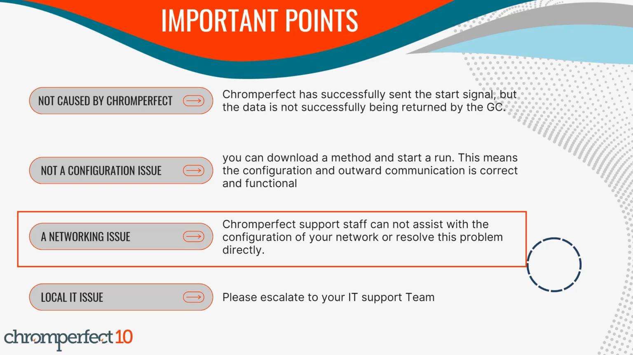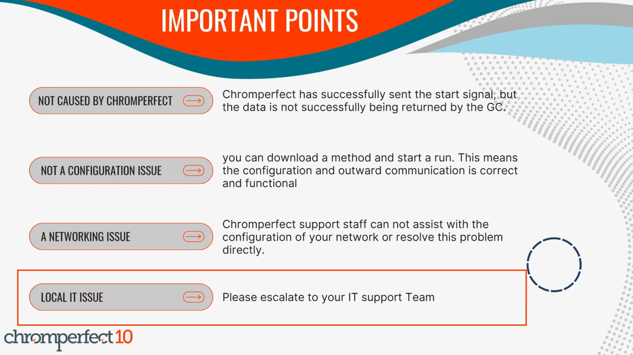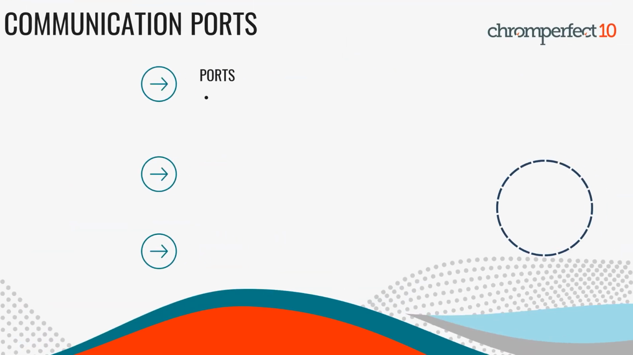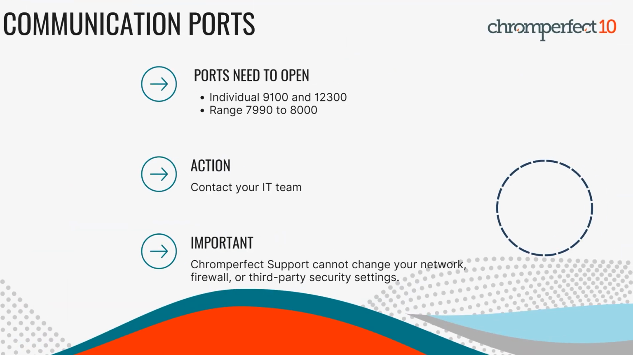If this quick guide does not resolve your problem, the situation must be escalated to your IT or network support team. This guide addresses the port requirement for Agilent 7890 gas chromatographs. The individual ports that need to be open are 9100 and 12300. Additionally, a range of ports needs to be opened between 7990 to 8000. In other words, all 10 ports in this range need to be opened for communication. This port range allows for general Chromperfect software and acquisition functions.